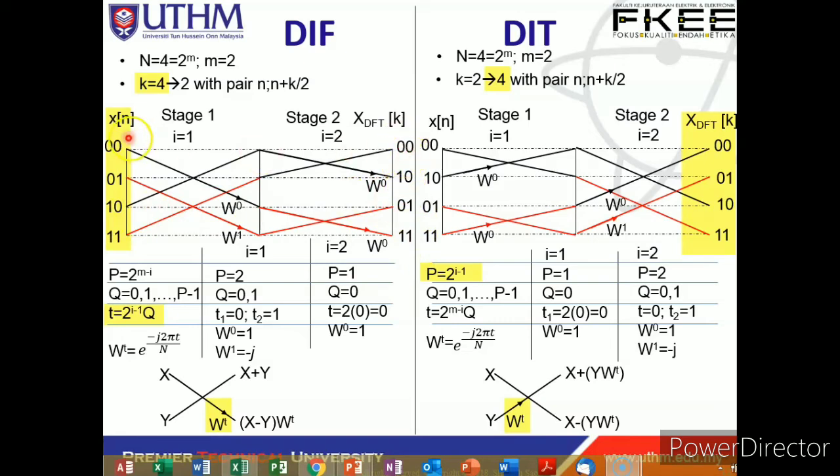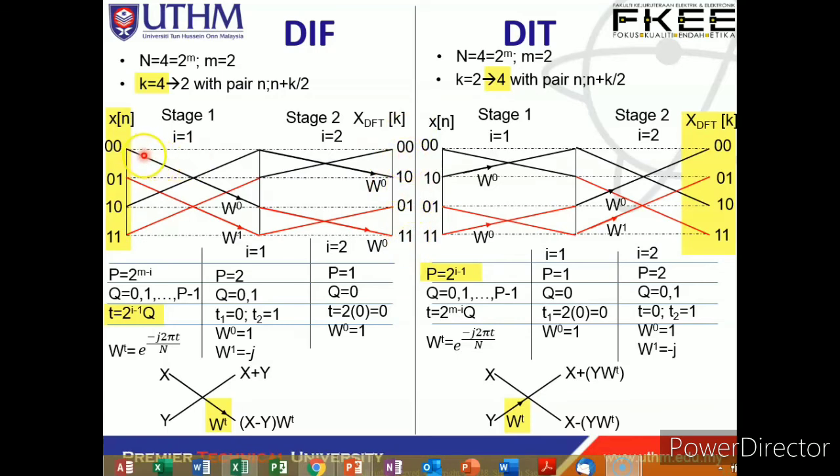Okay. Then you can transform the binary into the decimal, where 0 0 is equal to 0, 0 1 equals 1, 1 0 is equal to 2, and 1 1 equals 3. Okay, the same for the DFT. We need to transform the binary into the decimal value.